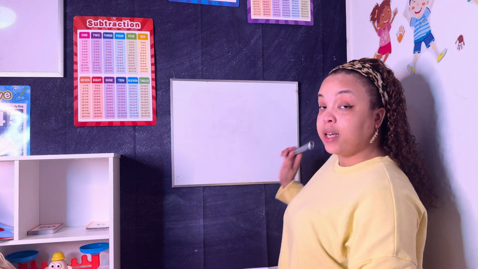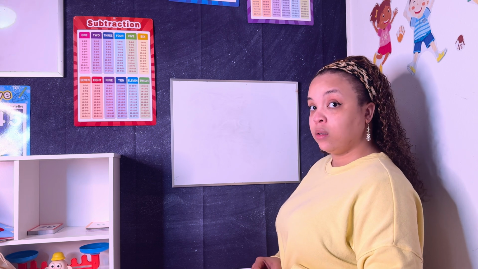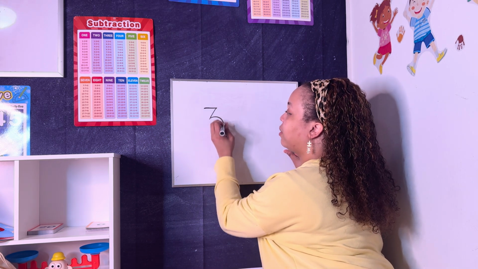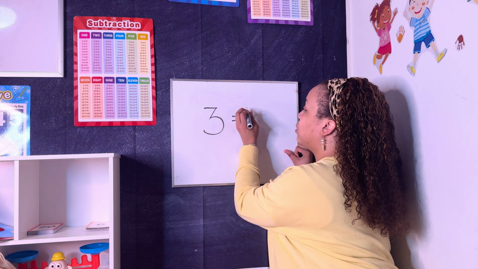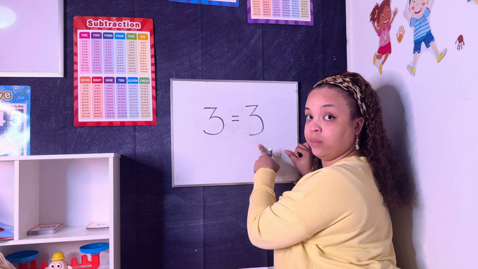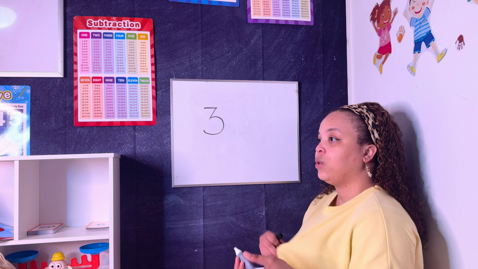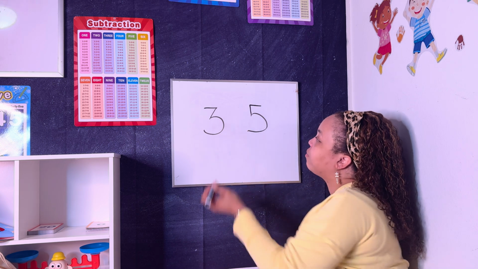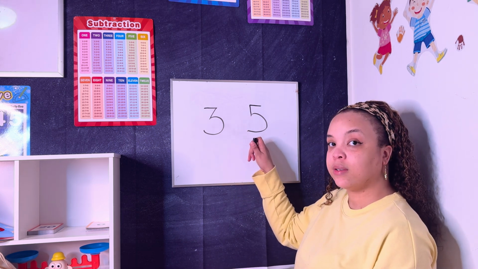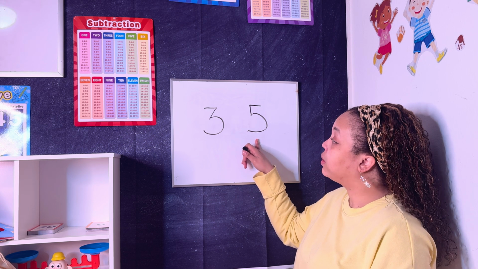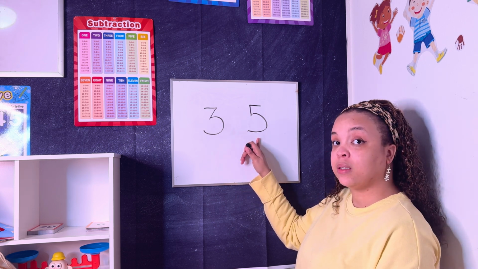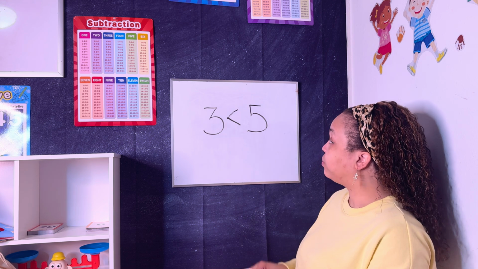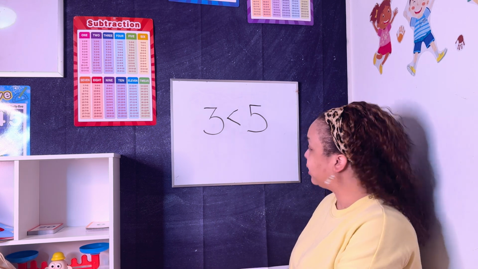Now let's say, you remember with the teddy bears, how we saw what 3 teddy bears on each side did? That means it's equal to. So we have 3 equal. 3 is equal to 3. You try this one, okay? Let's do 3 and 5. 3 is what compared to 5? It is smaller than 5, which means it is less than. Good job. You're catching on. You got it.